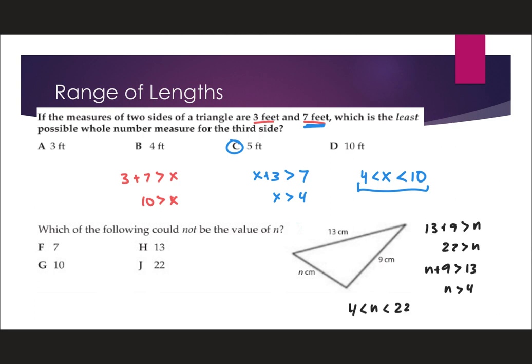So here is the range of possible numbers. 4 is less than n is less than 22. Which means the value that cannot be n would be 22. It's the only one that doesn't fit in that range because n has to be less than 22.